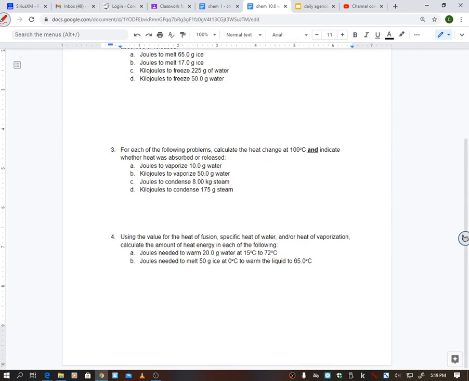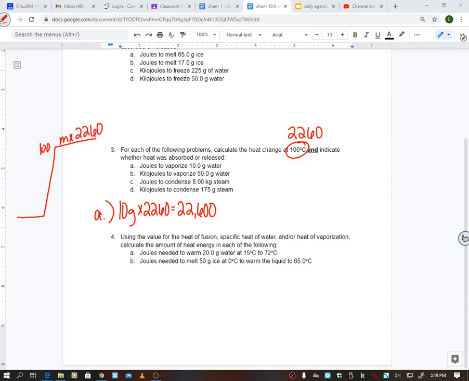Number 3, everything is at 100 degrees Celsius, which means I'm using that magic number 2,260. So for A, I have 10 grams, and remember, when we're at 100, it's just mass times 2,260. So I'm going to take my 10 grams, multiply by 2,260. That's going to give me 22,600 joules. All right. B, it says 50 grams, but once again, I've got to multiply that by 2,260. That is going to give me 113,000 joules. Now, if you notice, they asked for kilojoules, so I'm going to move that decimal 3 spots over.